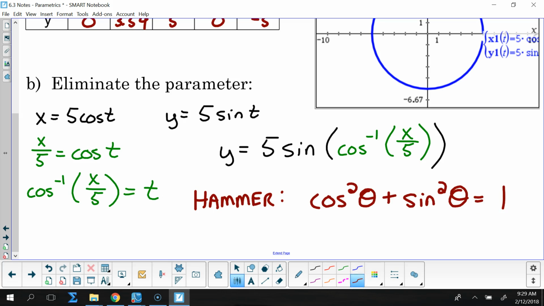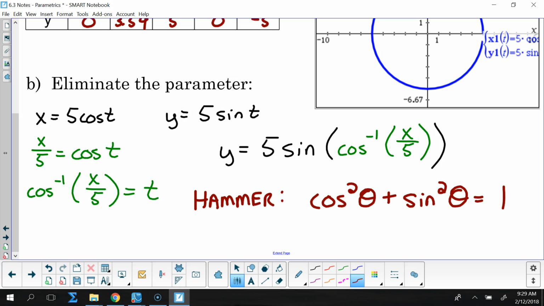Cosine squared plus sine squared equals 1. It's the fundamental law of trig. Okay? It's what everything is based off of. And now I didn't have you remember it because it was all the way back in October when we did it. Okay? But that's where we go.